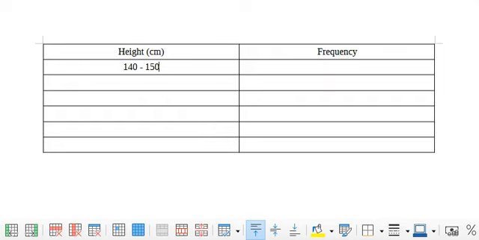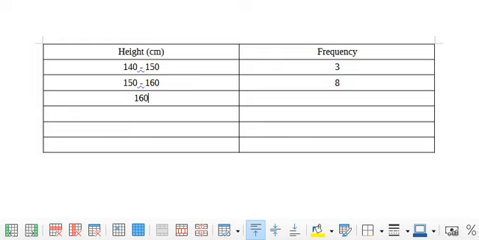So height, suppose 140 to 150. Among this height, there are, suppose, number of candidates or number of students, whatever, that is 3. Next height I am considering as 150 to 160, because this should be equal class. I am taking the class interval, that is the size of the class, as 10. Between 150 to 160 there are 8 candidates.